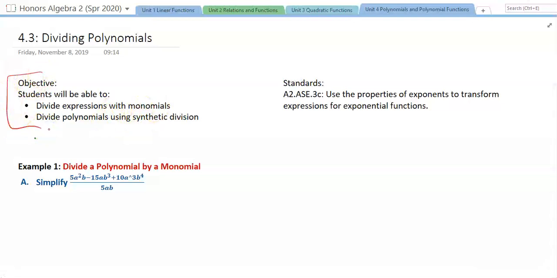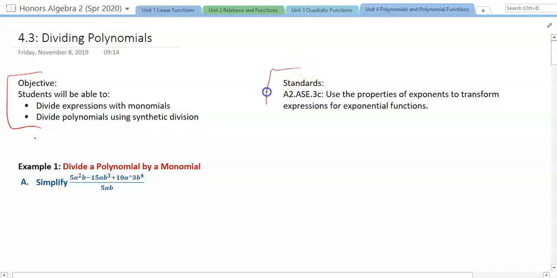Now you're going to notice if you go into the book, you're going to see some problems on long division, but these problems are a pre-calculus standard now, and so we will not be looking at those today. If you want to talk about them one-on-one, or look at them during enrichment maybe later this week, we can do that. But just for this standard, for what we need to do in Algebra 2, we're going to look only at synthetic division and simplifying monomials, okay?